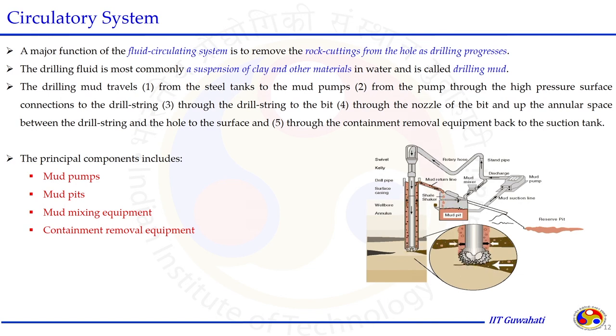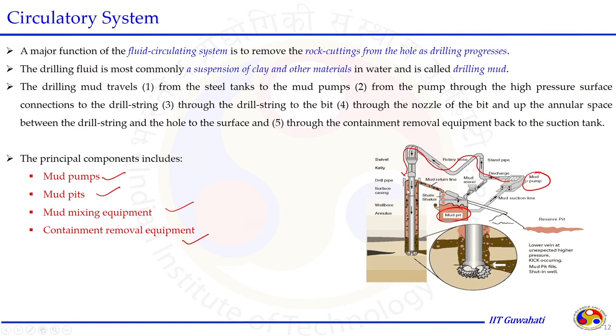To circulate this drilling fluid to the bottom of the drill bit, a circulating system is used. The circulating system is a combination of certain units: mud pumps, mud pit, mixing equipment, and contaminant removal equipment. In this operation, what happens? This is the mud pit where the mud is mixed with water or something else to create the suspension fluid. That goes to the mud pump. The mud pump pressurizes this fluid to go to the annulus. So from the steel tank to the mud pump, the fluid is circulated.